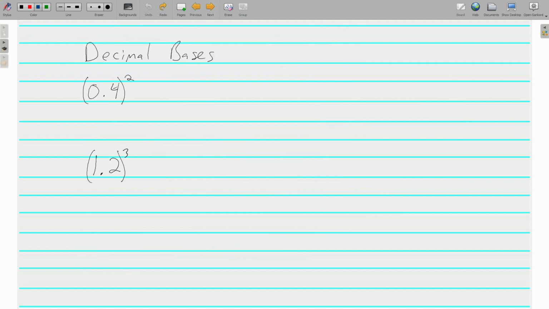Alright, moving on. Exponents with decimal bases. This works the same as any other exponents that we've been doing. I just wanted to have an example or two for you. 0.4 squared means 0.4 times 0.4, and that is 0.16. Not 0.4 times 2; the answer is not 0.8.